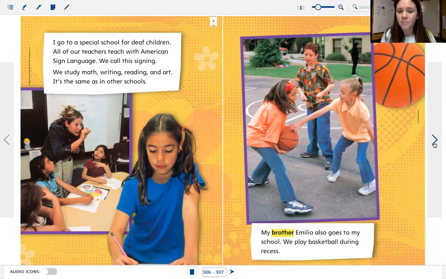My brother, Emilio, also goes to my school. We play basketball during recess. Do any of your siblings go to your school? And maybe you get to see them during the day, just like Rosina.